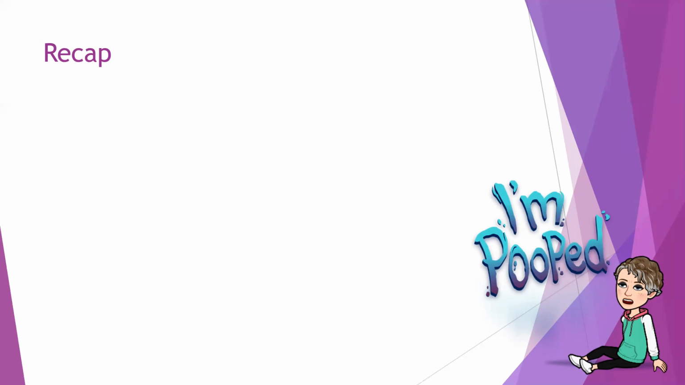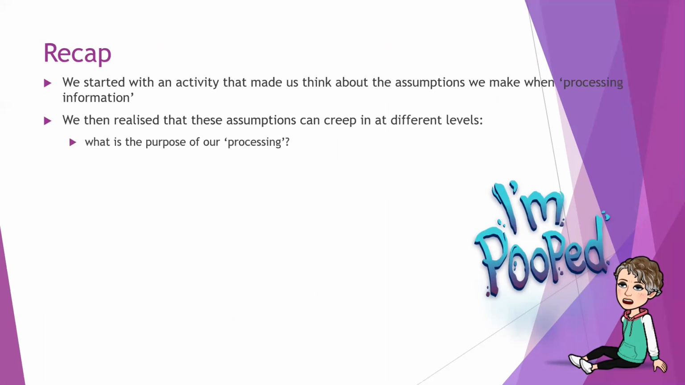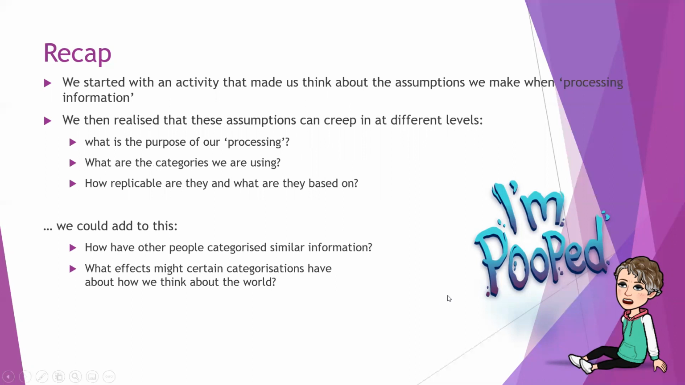Let's just recap what we've looked at in this session. We started with an activity that made us think about the assumptions that we make when we are processing information. And we realized that the assumptions can come in at many levels. What is the purpose behind what we're doing? What are the categories we're using? Are they replicable? What are they based on? And we could add to that, have other people categorize similar information, and how do they go about it? What effects do different categories have about how we think about the world? What are the assumptions we're making about how we should categorize information?